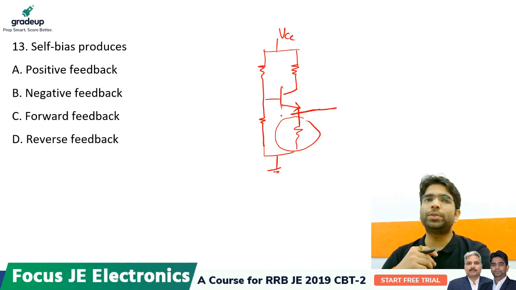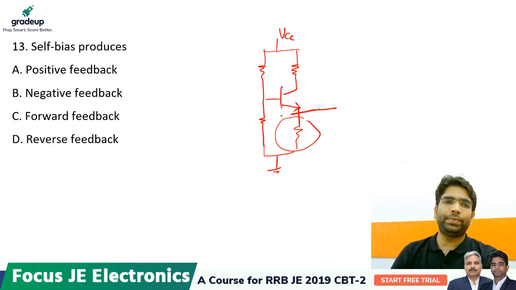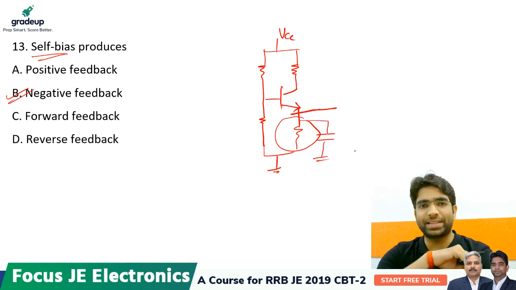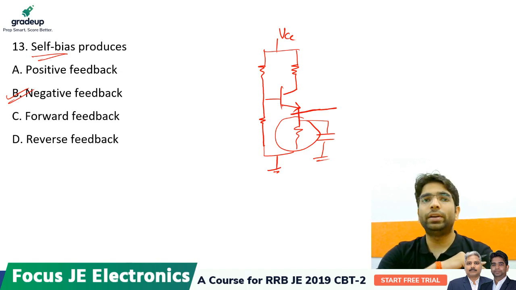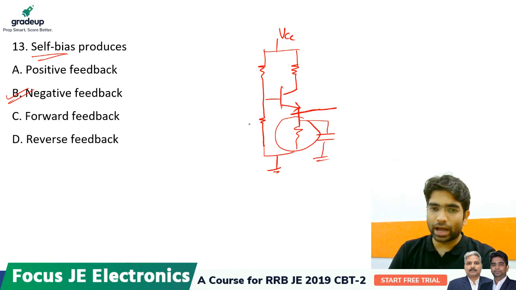Self bias circuit always produces a negative feedback. My dear friends, these are very standard questions that are asked. Self bias circuit produces a negative feedback, and you place a capacitor across the load, that is RE, to avoid loss of gain due to this RE resistance. Okay, a capacitance is placed.